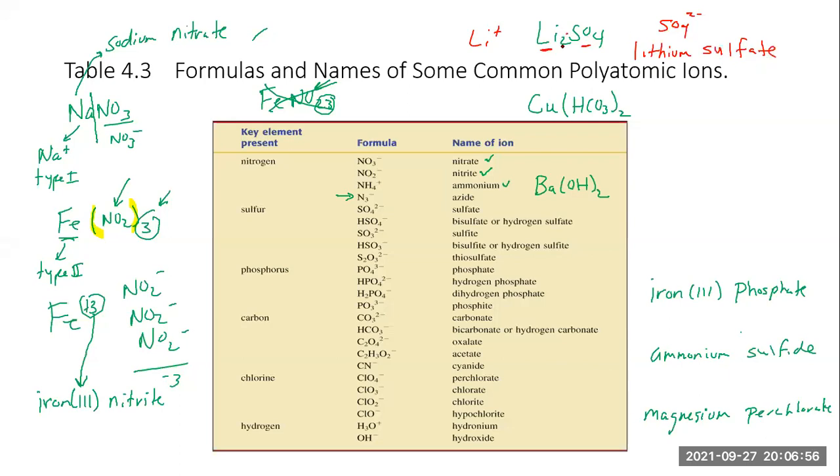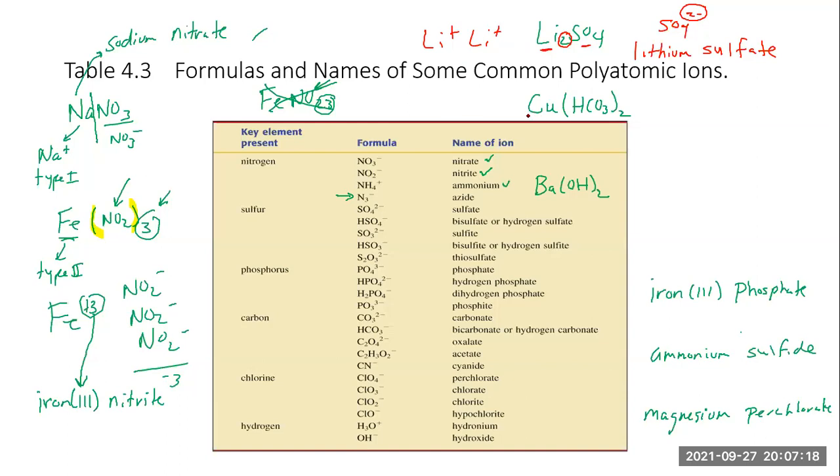Again, here, the 2 has no effect on the name. We shouldn't use any prefixes. Those are only for type 3. The reason the 2 is there is to balance out the -2 charge from the sulfate. So we basically have 2 Li plus ions present. Any question on that name?